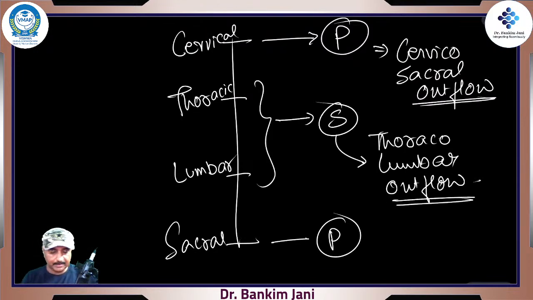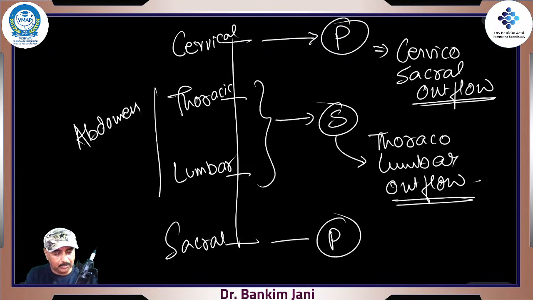This is the reason that this is like abdomen, and in abdomen you'll find so many sympathetic ganglion, just because it is thoracolumbar. Thoracolumbar. In detail, yes, we'll watch when we'll be talking about these systems.